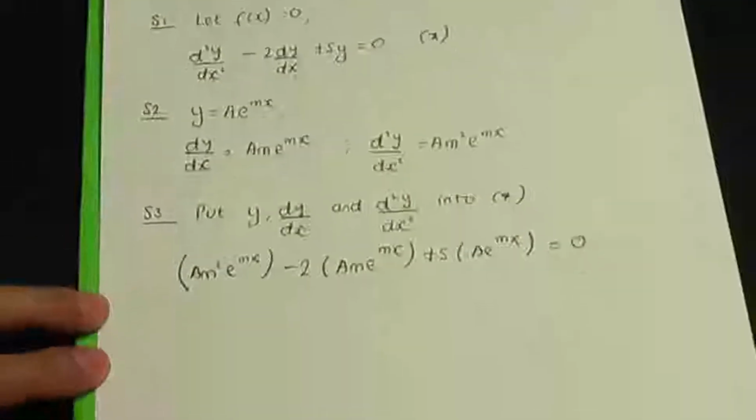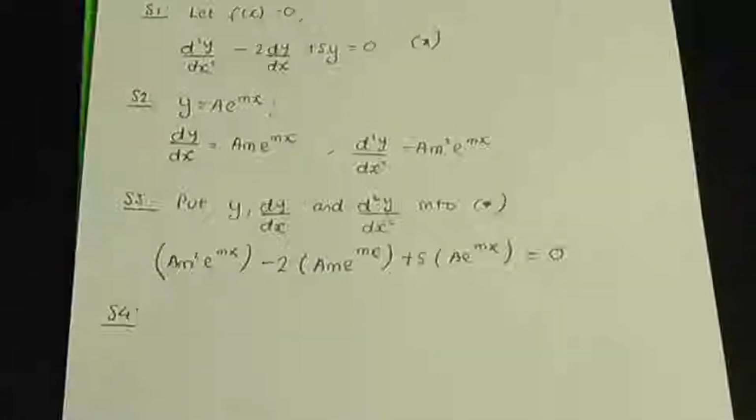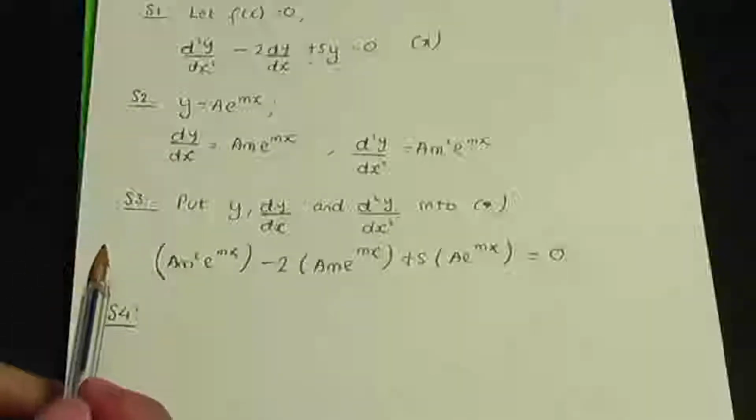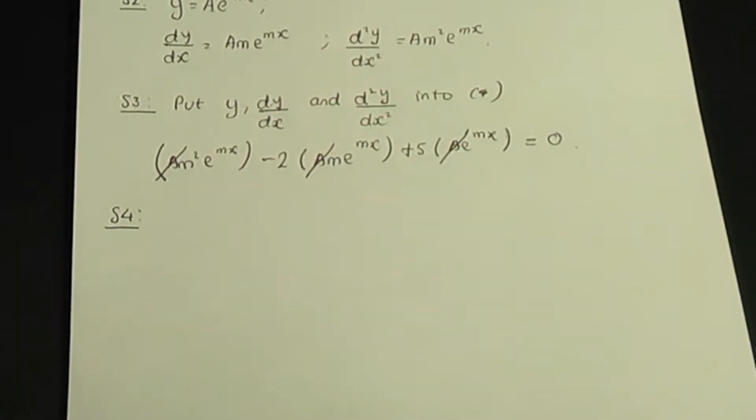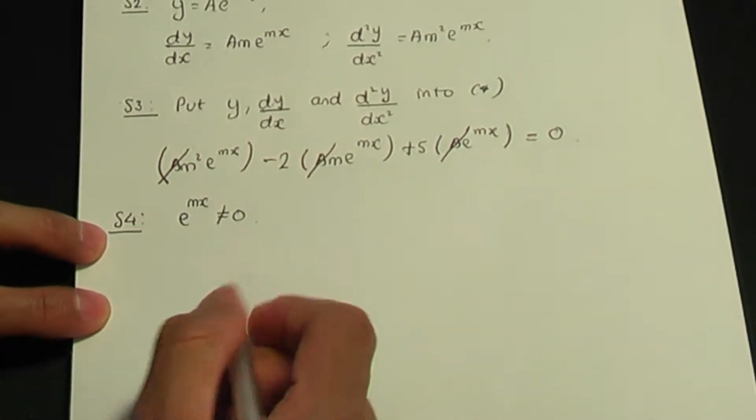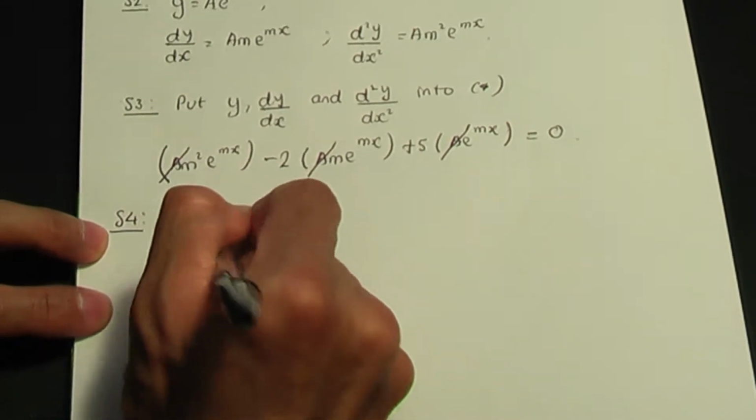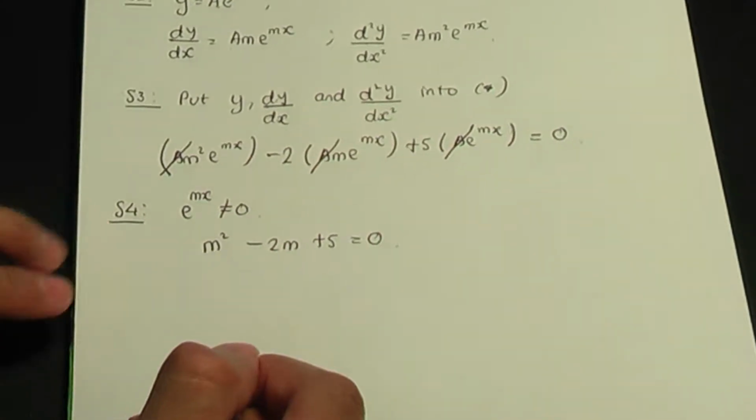Okay, so that takes us to the next step, which is step number 4. So let's remind ourselves of step number 4. So back to the screenshot. So remember, we cancel by A, since A is a constant, and as e to the mx is non-zero, we get the auxiliary equation. Okay, so back to the paper and pen. So if I cancel A, since A is a constant, and as e to the mx is non-zero, our auxiliary equation is m squared minus 2m plus 5, and that is equal to 0.